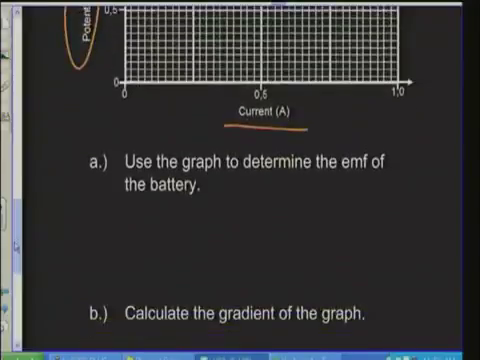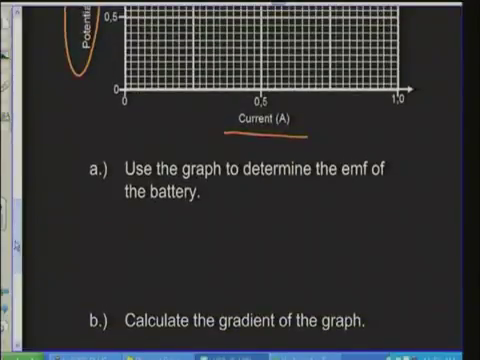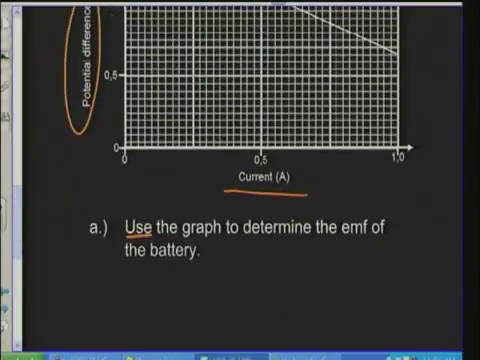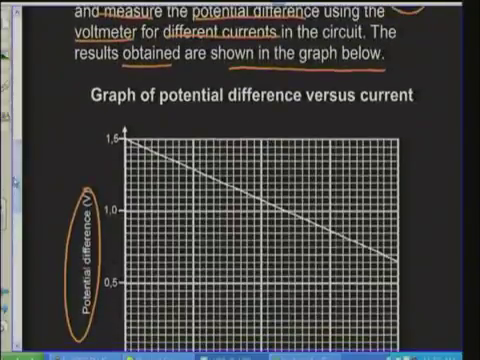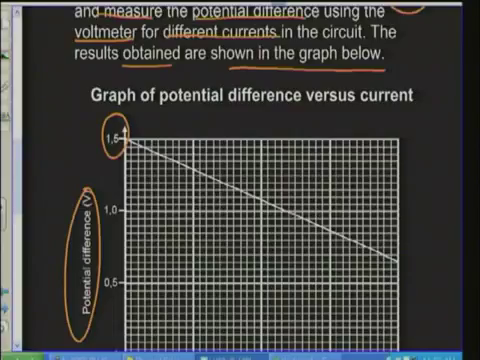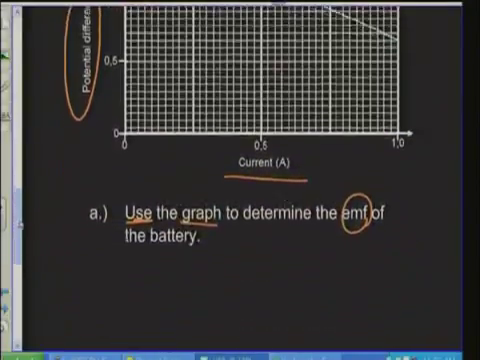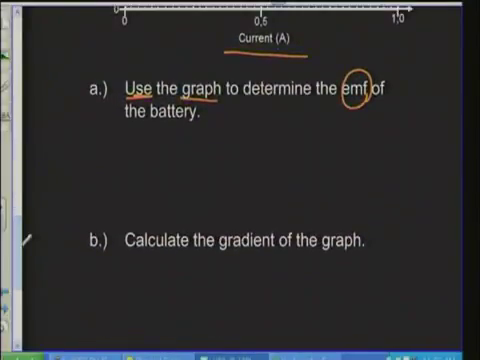Then the questions. Use the graph to determine the EMF of the battery. Now, for them to get the EMF of the battery, as soon as they switch on this circuit, that's what they found out. So what would be the EMF of the circuit? The EMF of the battery is 1.5 volts.